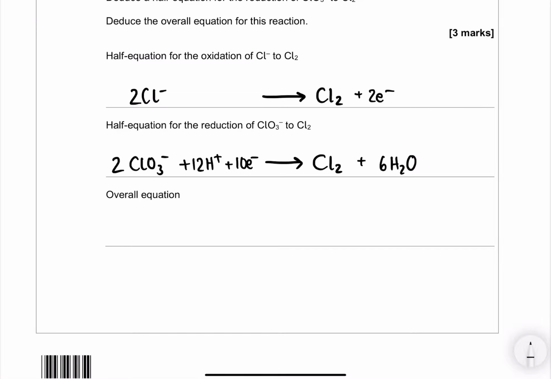To do that, we're going to multiply the top one by 5. So we end up with 10 chloride ions and 2 chlorate ions and 12 H pluses. In total, we've got 5 Cl2s in the first equation and an extra one in the second, so 6 Cl2s and 6 waters.